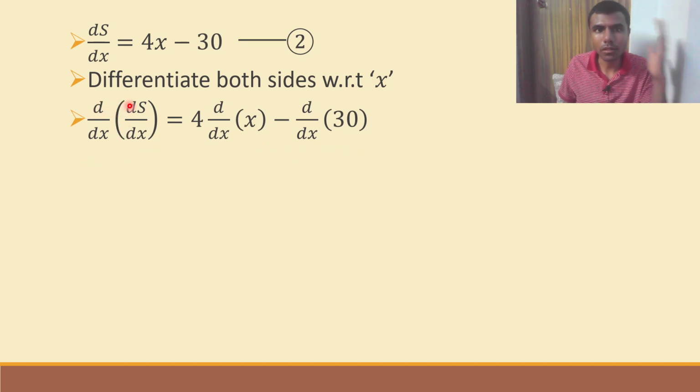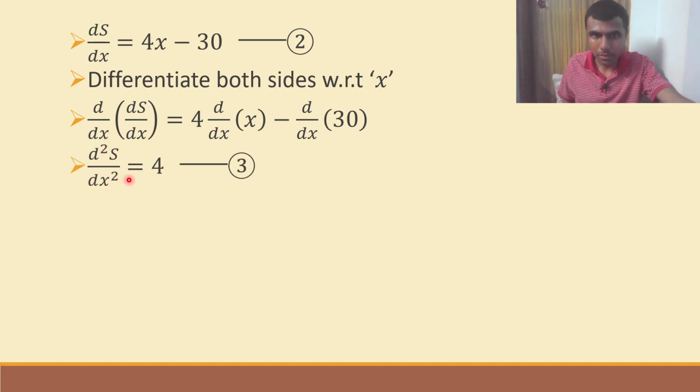Now d by dx of ds by dx is nothing but d square s by dx square. Now derivative of x is 1, so 4 into 1 is 4. Derivative of 30 is 0. Derivative of any constant is 0. Mark it as equation 3. Fine. So understand the pattern. First I found out s, next ds by dx, next d square s by dx square. Single derivative and then double derivative.